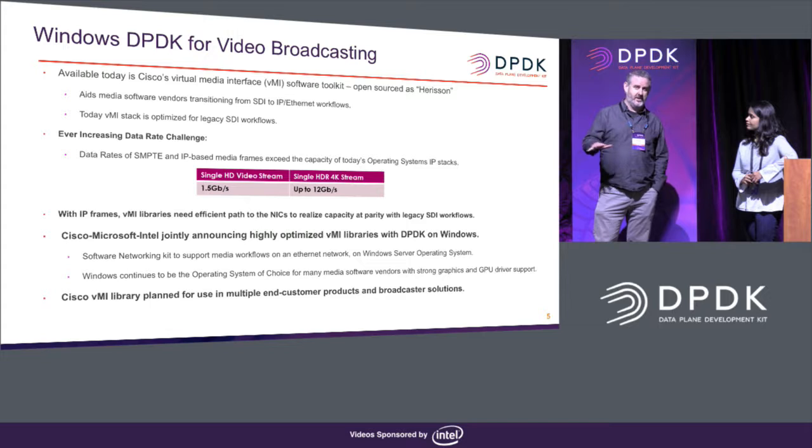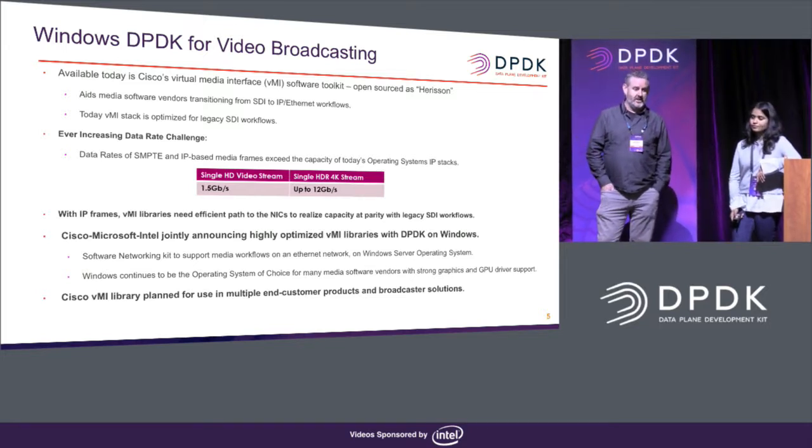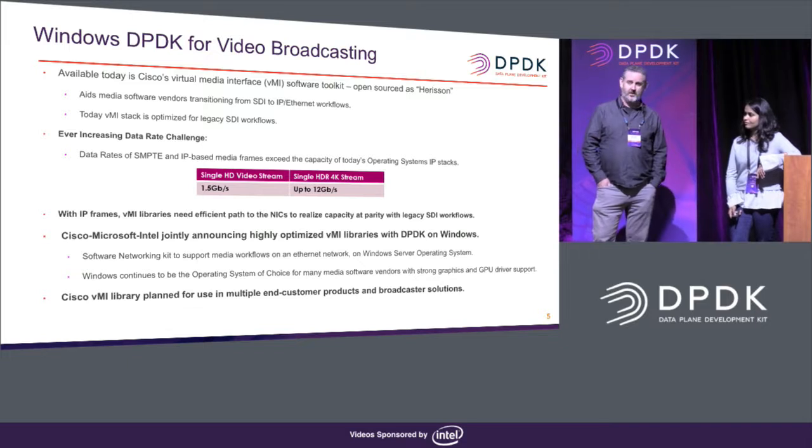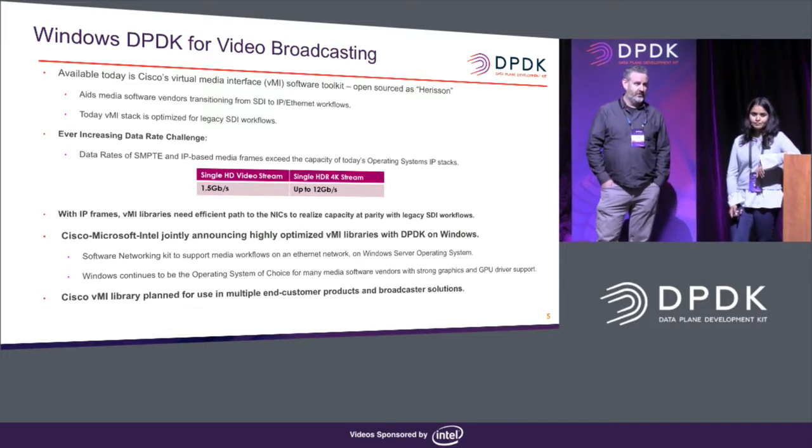So there were obviously some networking challenges that needed to be solved. The reason working with Microsoft became so important is because we've been working with DPDK on Linux for quite some time, and Cisco and Intel have done a bunch of work around FD.io and how to get the most out of the Linux stack when it comes to networking. The challenge we have is all of the media vendors, for any number of reasons, are running on Windows operating systems, not Linux operating systems.